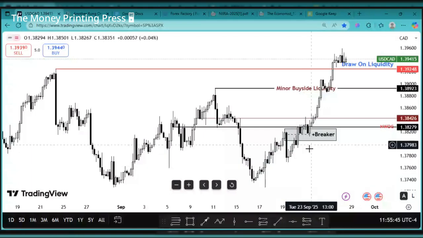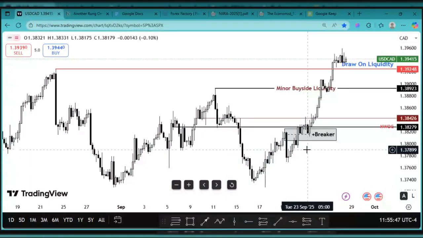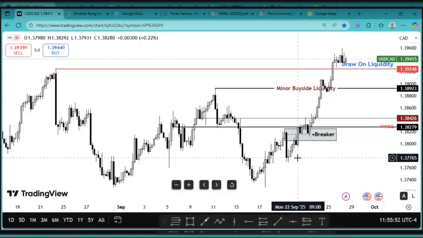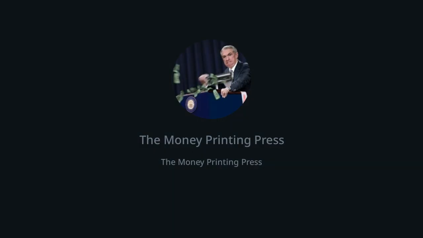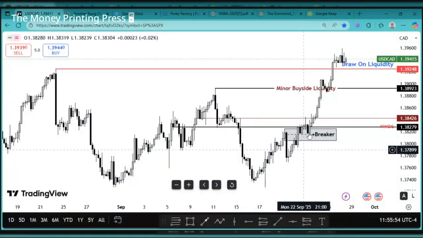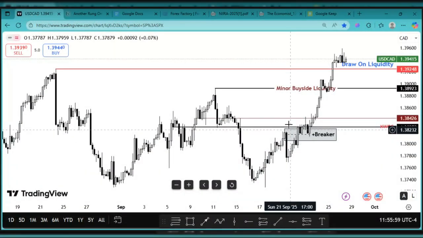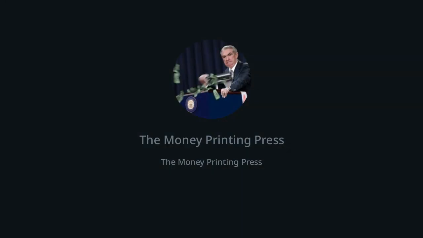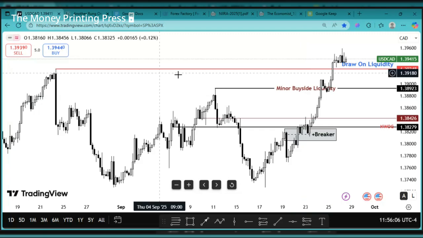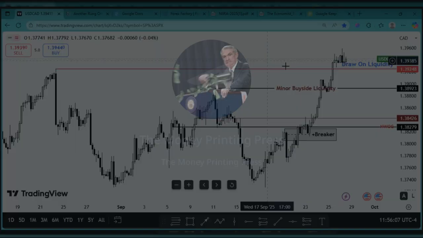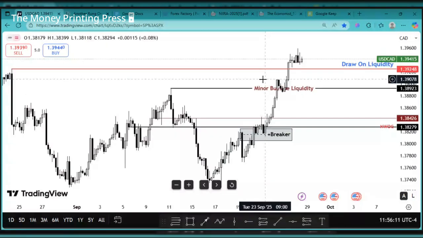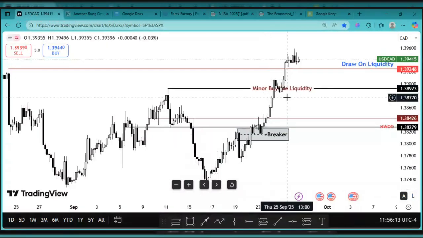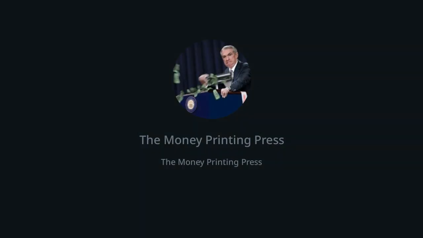So it came up to this breaker block. On Monday, price did not do anything. I was watching on Monday. I didn't post this on Monday. I was watching to see how it would react here. And then on Tuesday, I could see that it was hovering around this breaker block and didn't trade below it. So I was confident that USD CAD would trade above these highs. This was the drawn liquidity, pushed through buy side liquidity, and then went straight to the drawn liquidity. Amazing. That was a ginormous move.